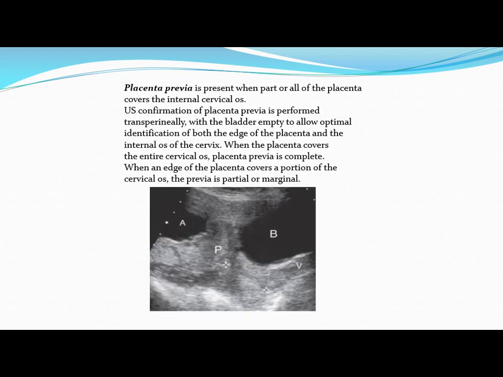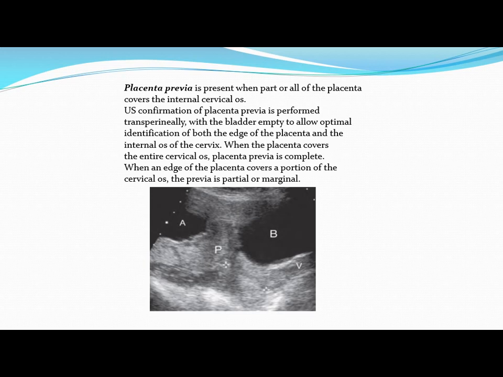Placenta previa is present when a part or all of the placenta covers the internal cervical os. Ultrasound confirmation of placenta previa is performed transperineally with the bladder empty to allow optimal identification of both the edges of the placenta and the internal os. When the placenta covers the entire cervical os, as in this image, the placenta previa is complete. While when an edge of the placenta covers a portion of the cervical os, the placenta previa is partial or marginal.